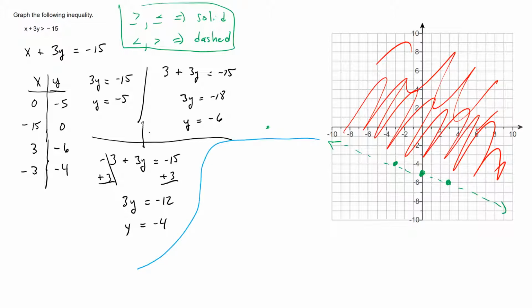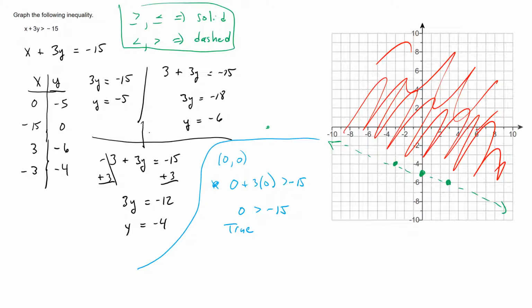What you do is you pick any point in the entire coordinate plane as long as it's not on the line, and you plug it into the original inequality to see if it's true or not. Often the best test point is the origin, because it's easy to plug zeros in. If I plug zeros into the original inequality, I get 0 plus 3 times 0 greater than negative 15. So I get 0 greater than negative 15. And since this is a true statement, that means 0, 0 should be in the shaded region. And in order for 0, 0 to be in the shaded region, I would have to shade up.